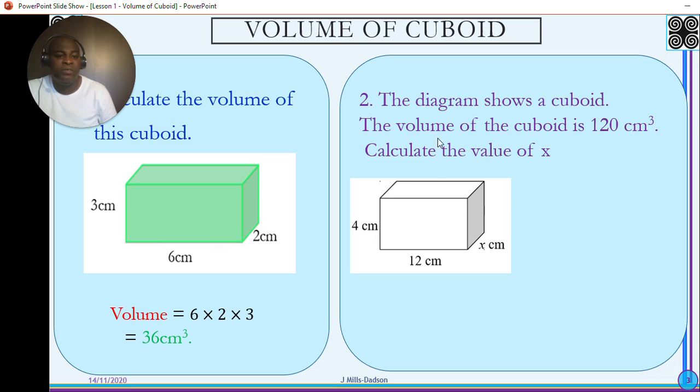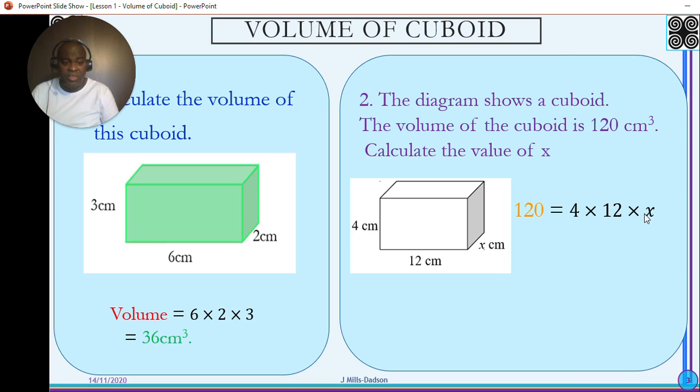This question is the reverse. Cuboid is given as having a volume of 120 cm cube. Height is given, length is given, width is missing. So you just go by the same formula. The volume, which is 120, is equal to 4 times 12 times a number.